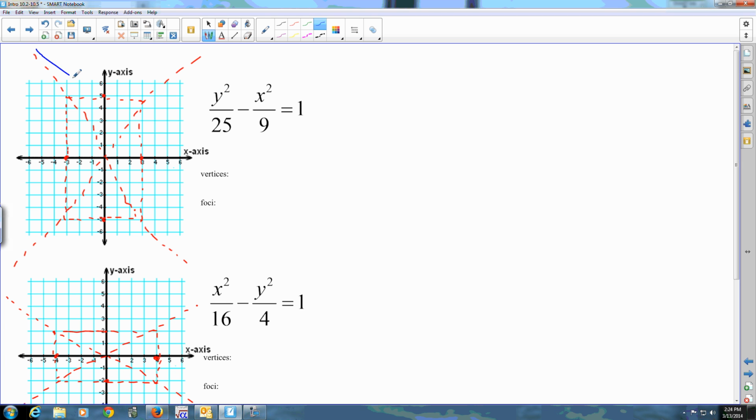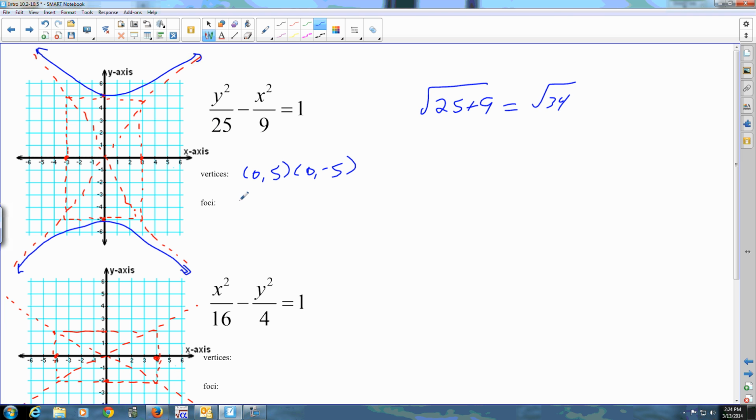Hug the asymptote, come down, go through the vertex, and head on out. Opening in the y, so head along the asymptote, come over, go through the vertex, and head on out. Okay, so the vertices are 0, 5, 0, -5. The foci, you're going to add 25 plus 9, square root it, which gives you square root of 34. So to write the exact value, it's going to be 0, square root of 34, 0, negative square root of 34.